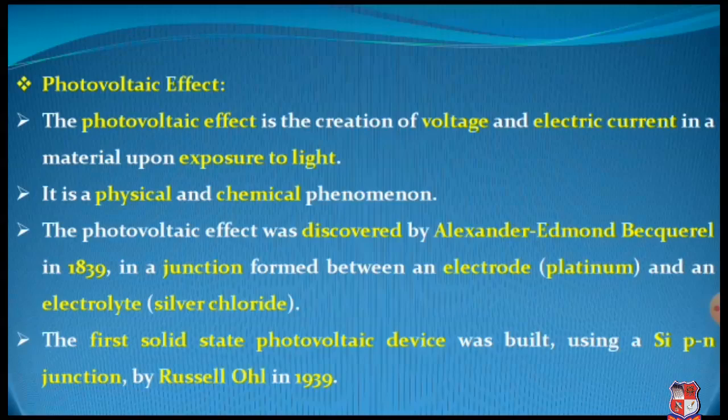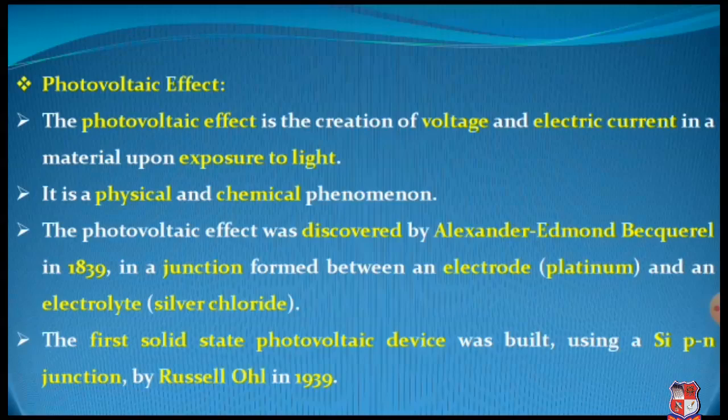The photovoltaic effect was discovered by Alexandre Edmond Becquerel in 1839. It was analyzed in a junction, basically a junction formed between an electrode, platinum, and an electrolyte. The electrolyte was a solution of silver chloride. The first ever solid state photovoltaic device, and remember this is very important, was built using a silicon PN junction. We came across many semiconductor materials.